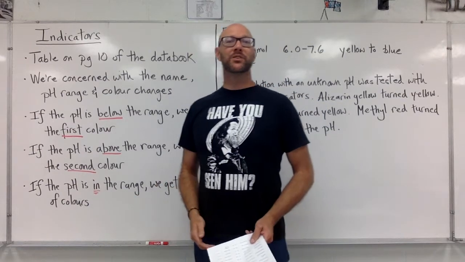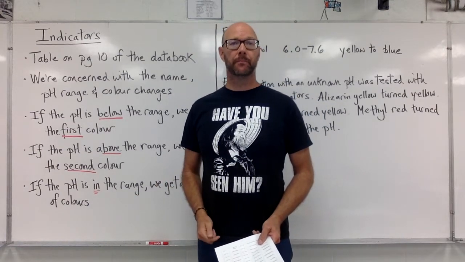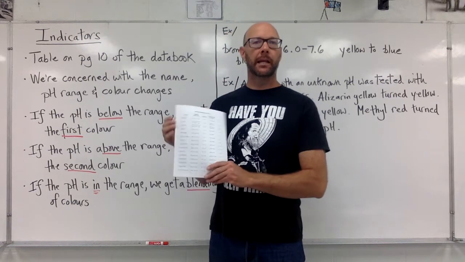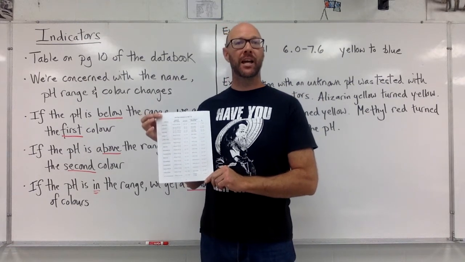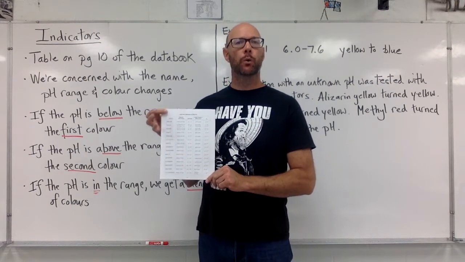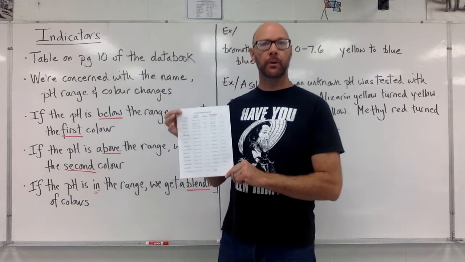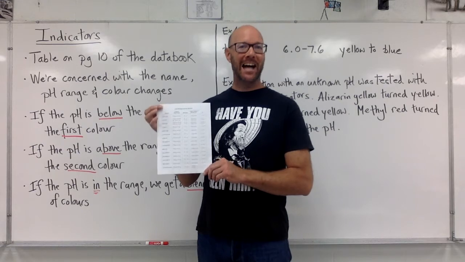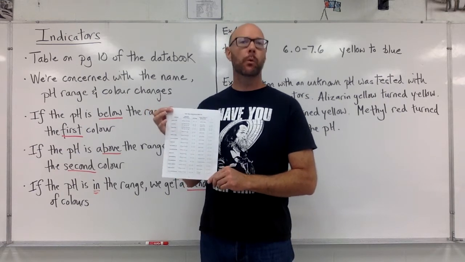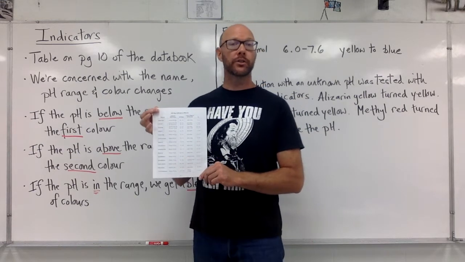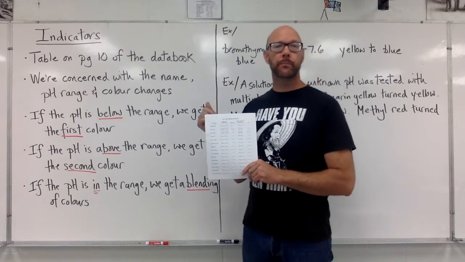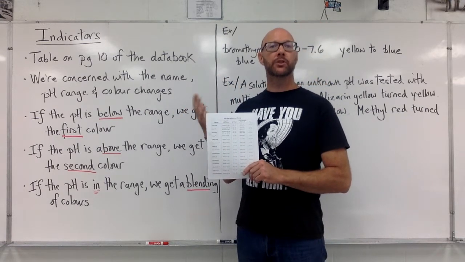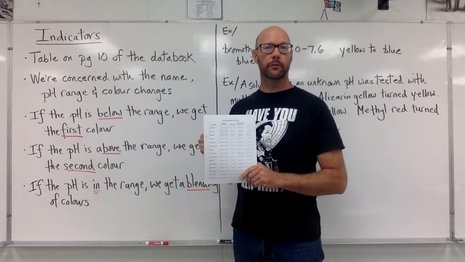Hi everyone, this is our look at indicators. Asset-based indicators can be found in a table on page 10 of the data booklet. We're not concerned with all parts of this table. There's information like the standard abbreviations and this thing called the asset equilibrium constant, KA. We're not worried about any of that. We are concerned only with the names, the pH range, and the associated color changes involved.